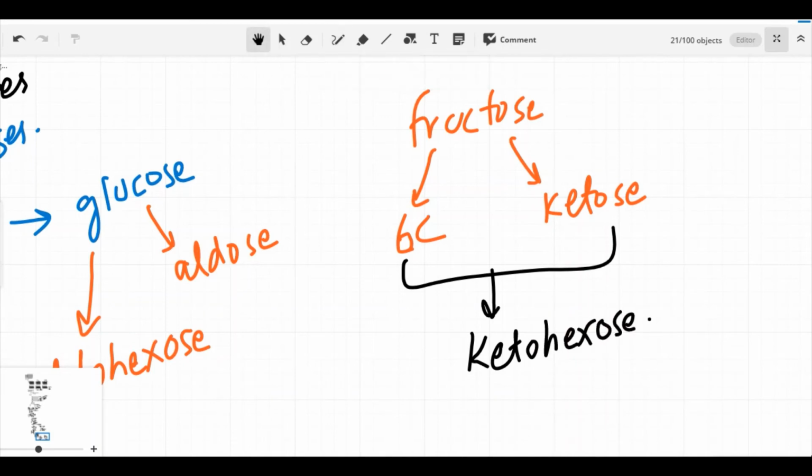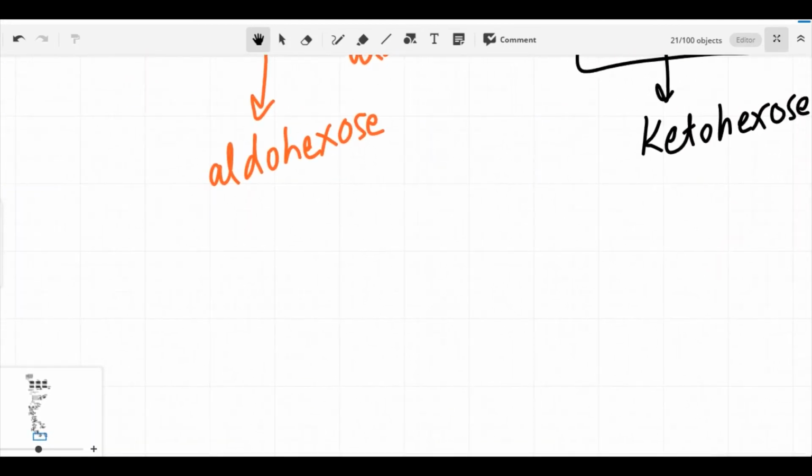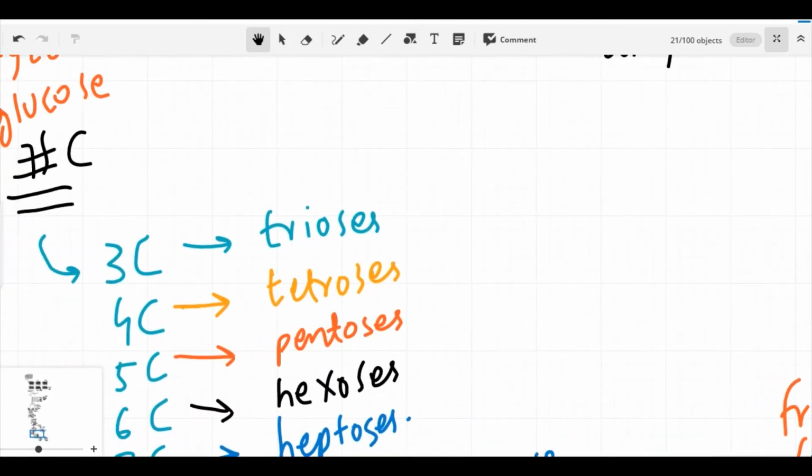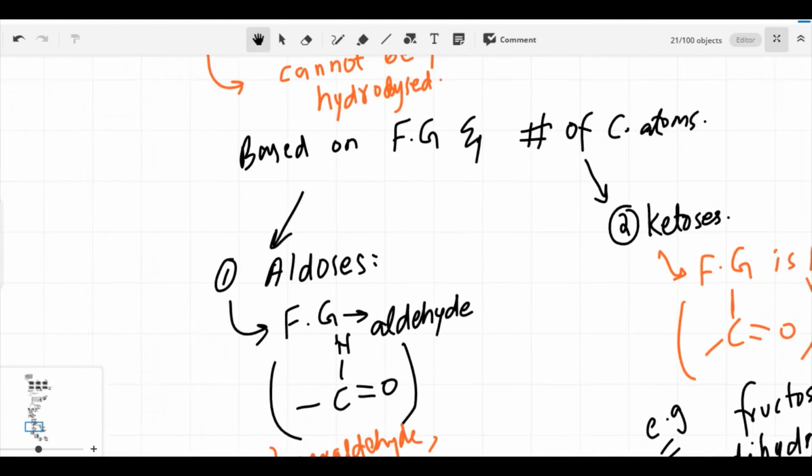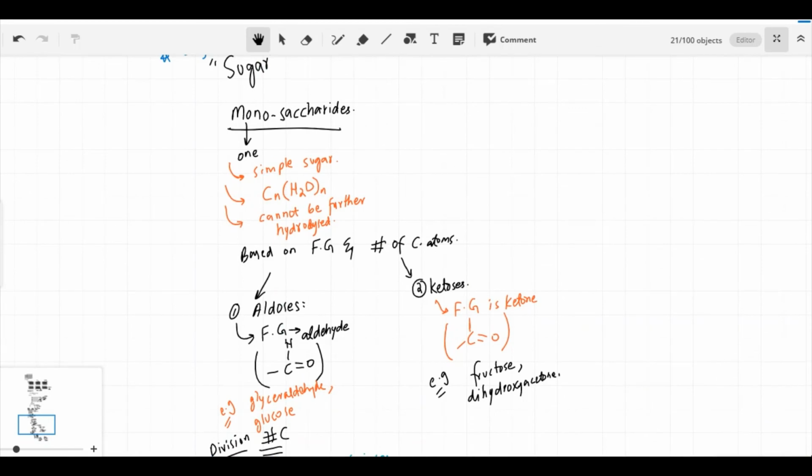Okay, we will discuss these structures, glucose and fructose, in detail in the next lectures. Okay, so remember, these are some key factors and important things related to monosaccharides.